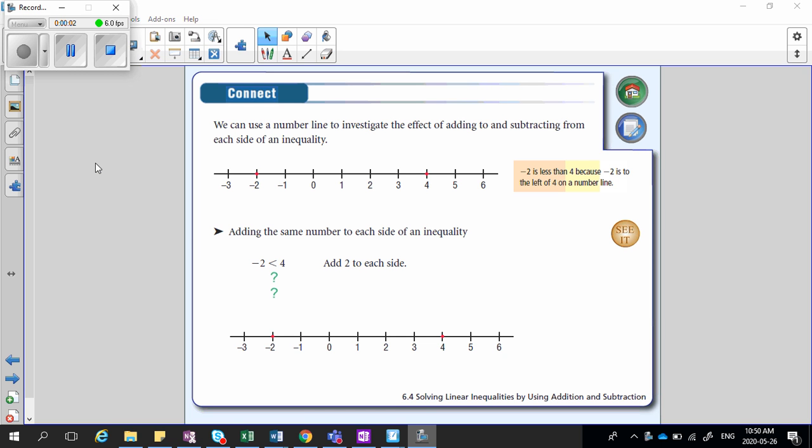All right, friends, welcome back to our second week of inequalities. So we started talking about inequalities last week. We looked at it. We can look at the greater than.